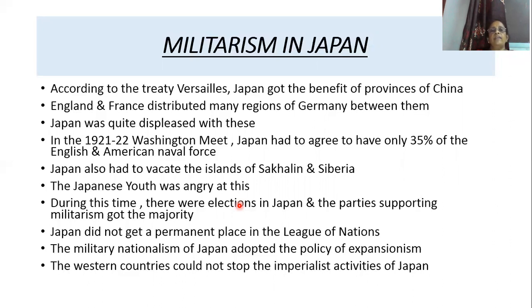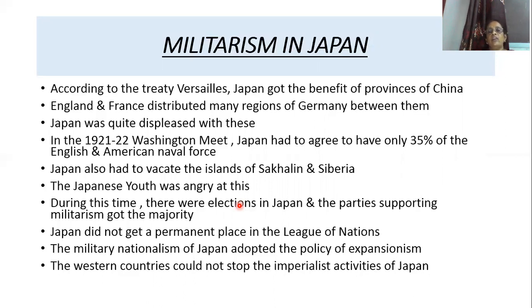In 1920 to 21, there was a meeting in Washington. In that meeting, Japan had to agree to keep only 35% of the English and American naval force, and Japan also had to vacate the islands of Sakhalin and Siberia. So the Japanese young people were very angry with this, and during that time there were elections in Japan. The parties supporting militarism, which means a government by the soldiers, got the majority.